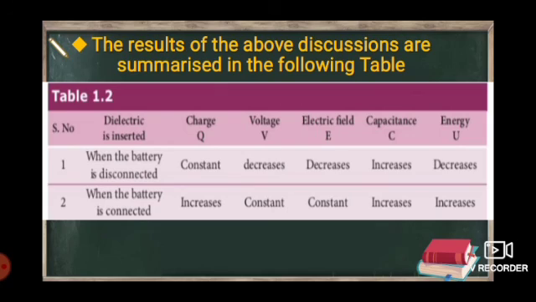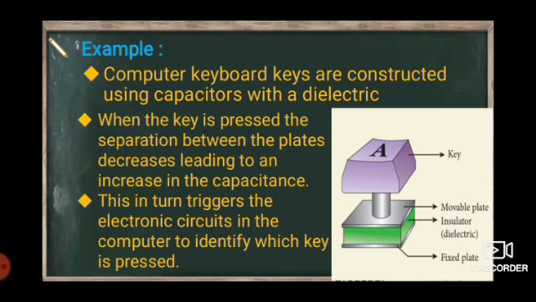You can note that when the dielectric medium is inserted with the battery disconnected, the charge is constant, voltage decreases, electric field decreases, capacitance increases, energy decreases. In the second case, when the battery is connected and a dielectric medium is inserted, the charge increases, voltage is constant, electric field is constant, capacitance increases, energy increases.